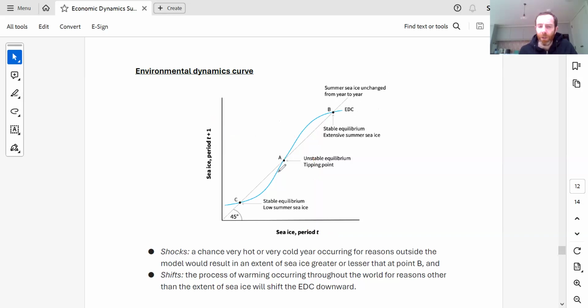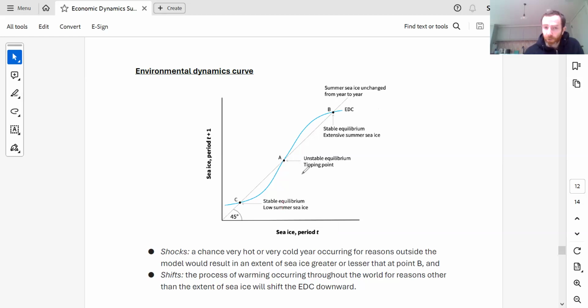Now, how could we end up at the low stable equilibrium, with year after year really not having much summer sea ice? Well, one way would be some enormous shock, so that there's a big enough shock that the level of sea ice falls below our tipping point level. If there was a huge shock which caused a massive drop in the sea ice level, then we would fall all the way down to this low summer sea ice stable equilibrium.